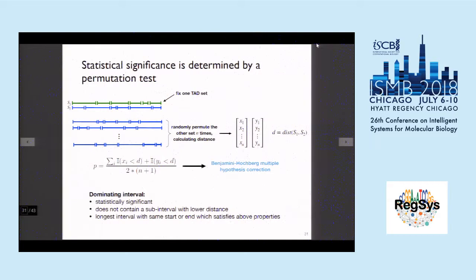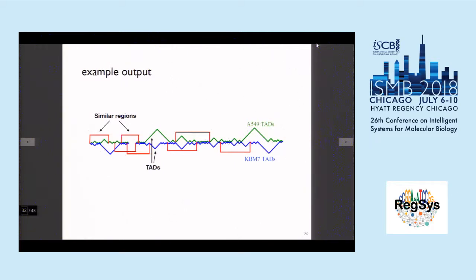And our dominating interval heuristic comes after the statistical significance. So looking just at the set of statistically significant intervals, we remove anything that has a subinterval with a lower distance. So if you can get a better match by just taking a smaller interval, we'll just keep the smaller one. And then we still had some that started or ended at the same place, so we just kept the longest of those. So here's an example of what the output looks like.